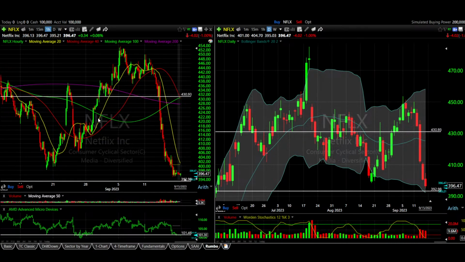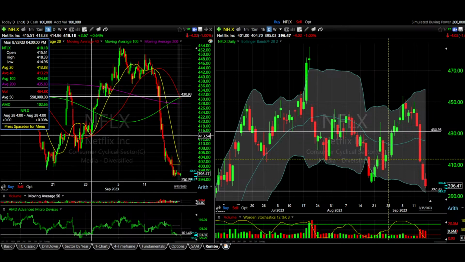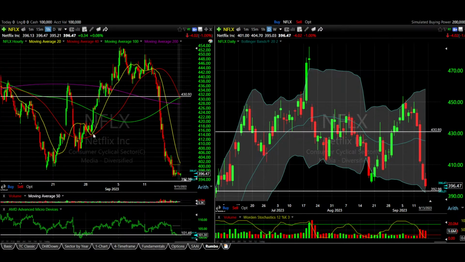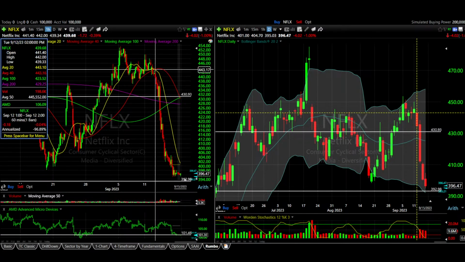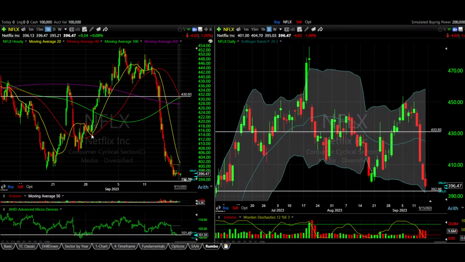Now, if you want to see an example of a call in Netflix, a perfect situation is like right here. Netflix, they were about to cross. It doesn't matter if the 20 and 40 cross. I mean, if they do cross, it's like a 95% chance. If they don't cross, but they're close to crossing, it's like a 90% chance. Still a call, still a put. You can still enter the trade.